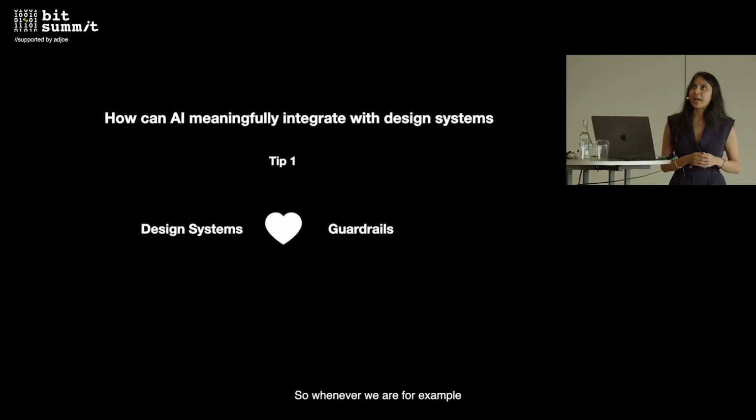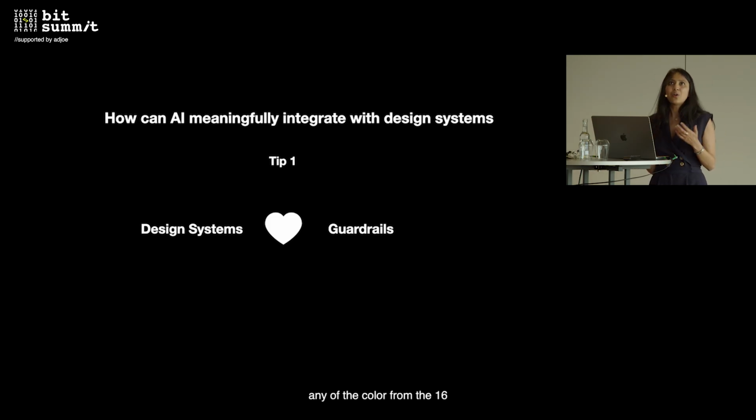Whenever we are, for example, designing a button, we don't want the button to have any color from the 16 million hex codes that are available. We want to restrict or constrain it to the 20 color tokens that maybe my organization follows. Similarly, when we say that a button can have a size small, small shouldn't mean maybe 10 pixel or 12 pixel or 14 pixel. It should be assigned to a spacing token or a size token, which means a particular size in any language across products. That's the whole idea about design systems.